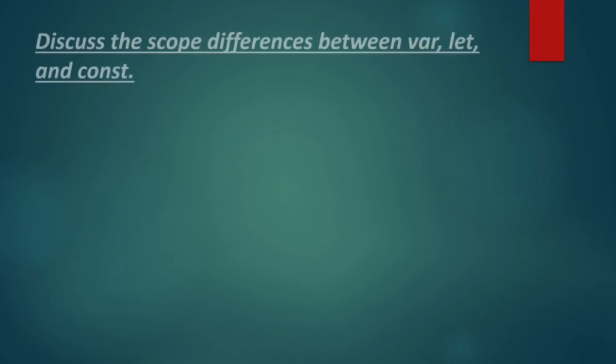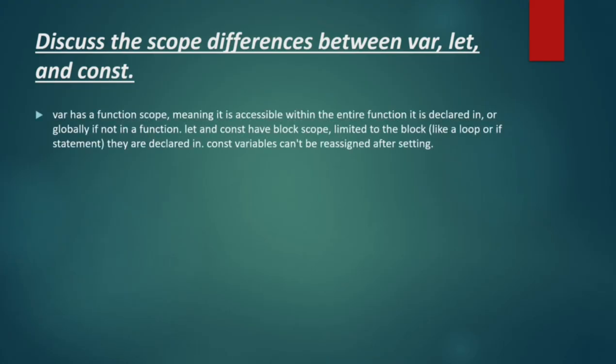Now let's move to the different question. Discuss the scope difference between var, let, and const. var has function scope. It means that it is accessible within the entire function it is declared in, or globally if it is not in a function. And let and const have block scope, limited to the block they are declared in, and const variables can't be reassigned after being set.